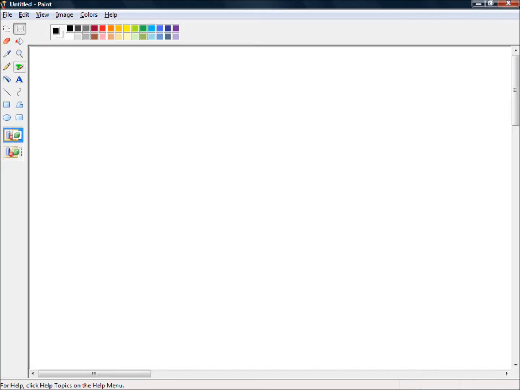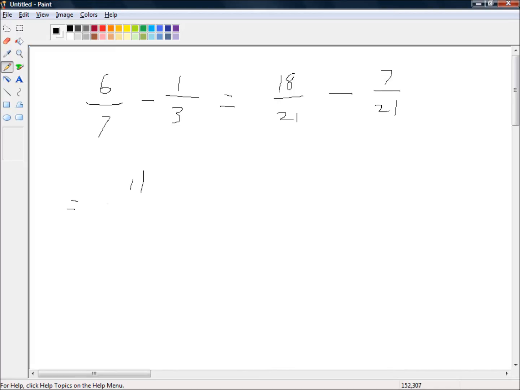Let's do one more. Let's try 6/7 minus 1/3. I'm just pulling these numbers off the top of my head. It's just random. Okay, so 7 times 3 is 21. So we're going to make everything over 21. So 6 times 3 is 18. 1 times 7 is 7. So 6/7 minus 1/3 is the same as 18/21 minus 7 over 21. So that is equal to 11 over 21.